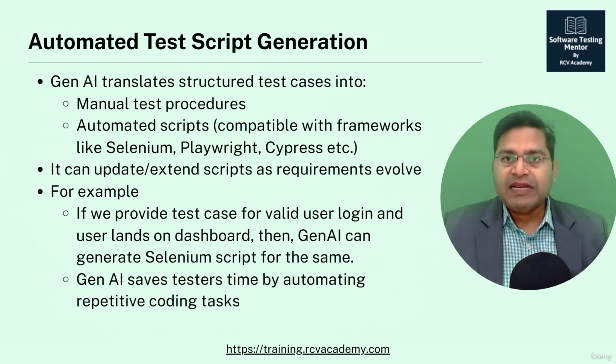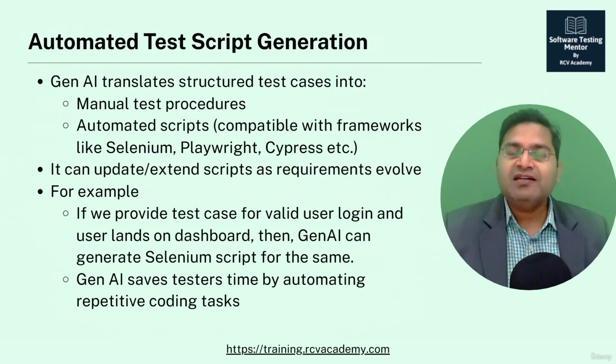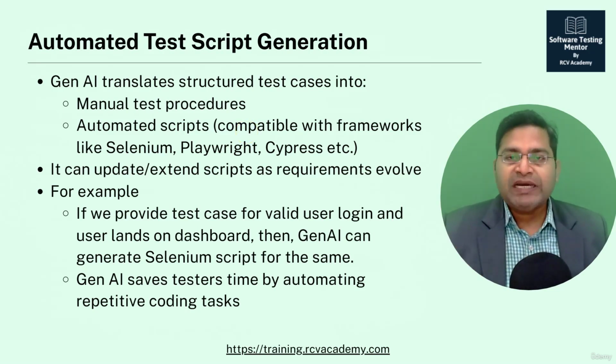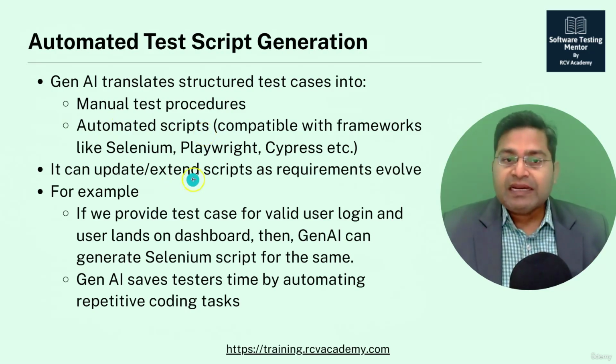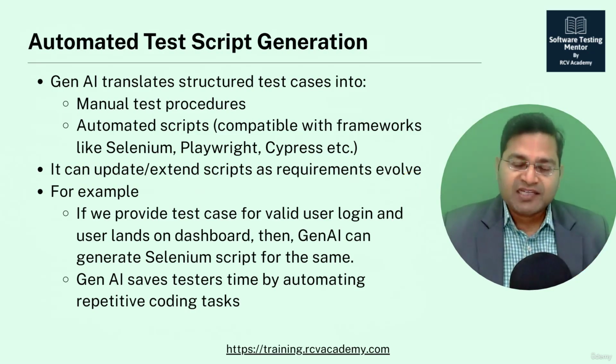Or if you have a screenshot of a page in your application, or you define the flow, then it will be able to generate the automation script, in a form that you can easily use with a little bit of customization. So not only the manual test procedures but the automated scripts can also be generated using generative AI. It can update or extend the scripts as requirements evolve. As requirements change, the scripts can also be updated automatically using generative AI.